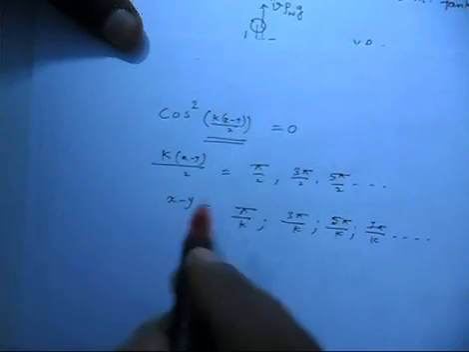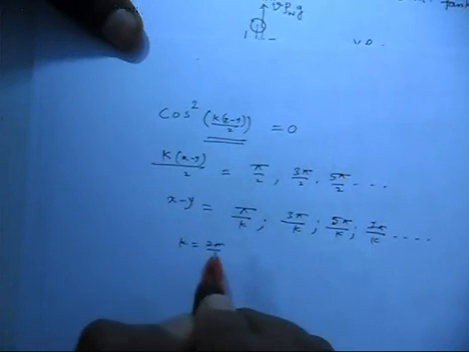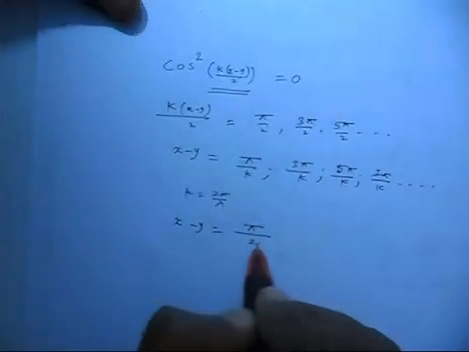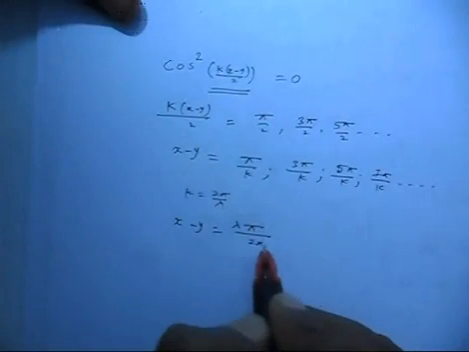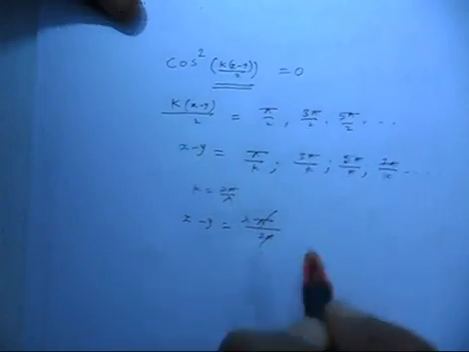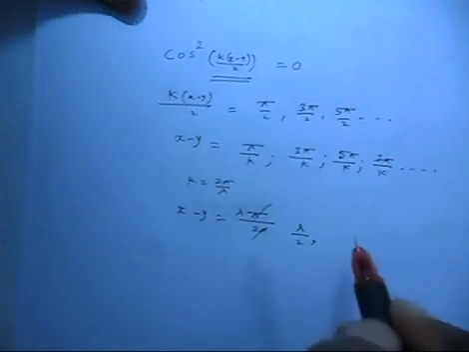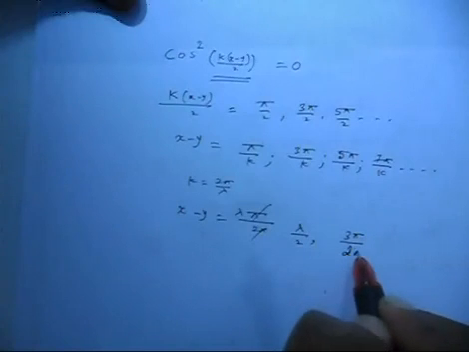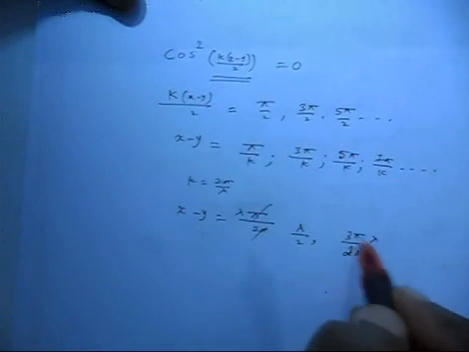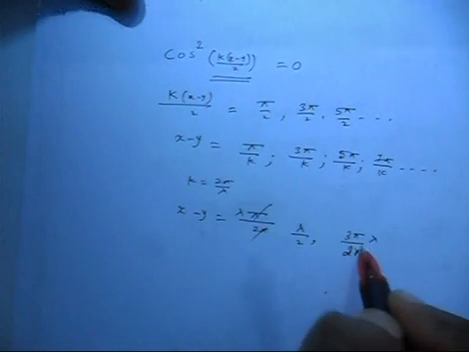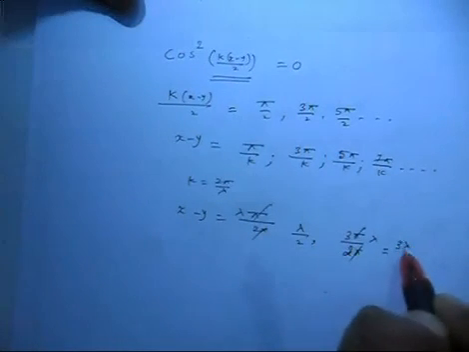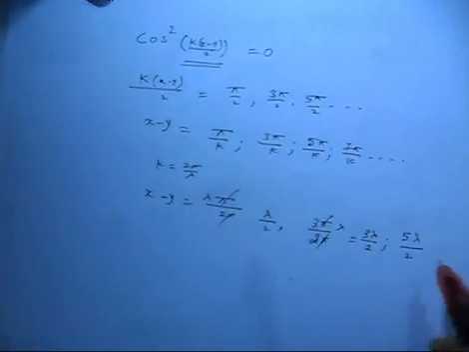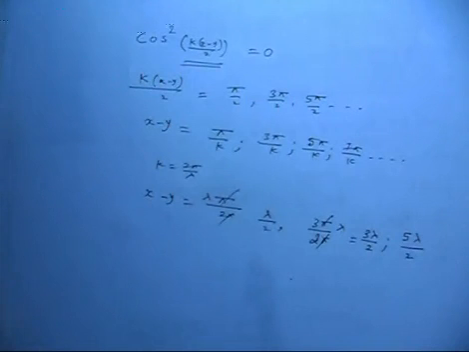Now if I put k equals 2 pi by lambda, I get a better answer. x minus y equals pi divided by 2 pi by lambda, so this becomes lambda by 2. The second term, 3 pi by k, becomes 3 lambda by 2. Similarly the next term will be 5 lambda by 2. These are the points where the resultant intensity will be 0.